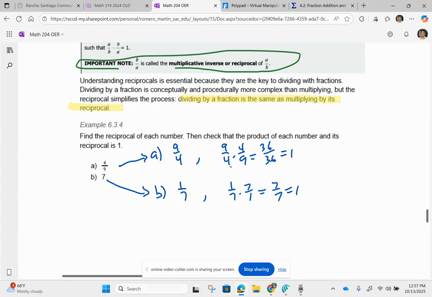It's such an important idea later in algebra. When we multiply by a reciprocal, if the product is 1, right, the product is 1, it allows us to simplify more complex equations later, but something to keep in mind.